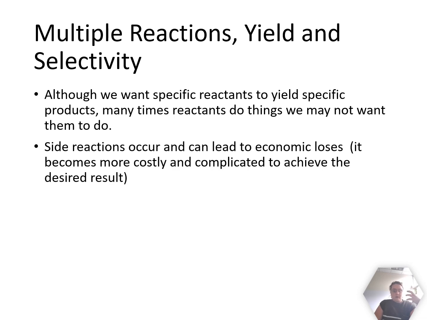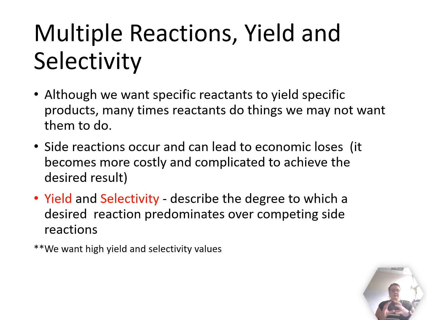So side reactions are going to occur. That's going to lead to economic losses. So it becomes more costly and complicated to achieve our desired result. So we try to minimize side reactions most of the time. And then yield and selectivity are two different concepts that describe the degree to which we get the desired reaction predominating. So we want high yield and high selectivity values. So we might have two reactions occurring, for example, and we really want reaction 1 to predominate and give us a high yield or a high selectivity. And that side reaction 2, we want to make sure that that's not a competing reaction that's going to dramatically decrease what we're getting out of our production of our reactions.